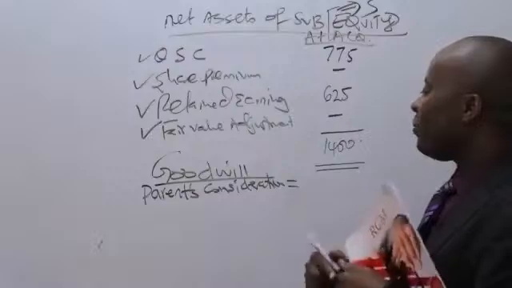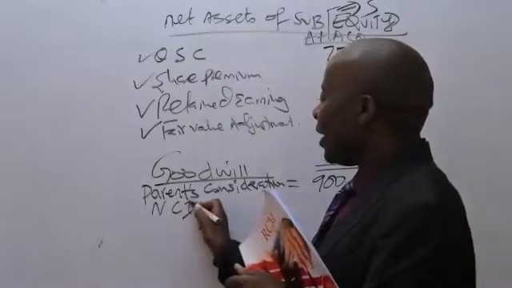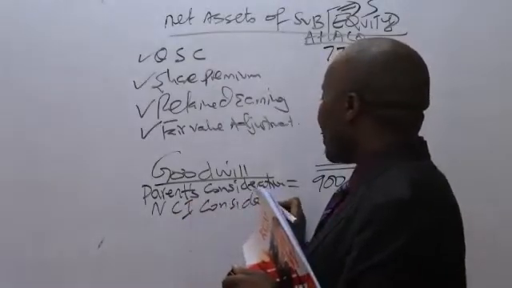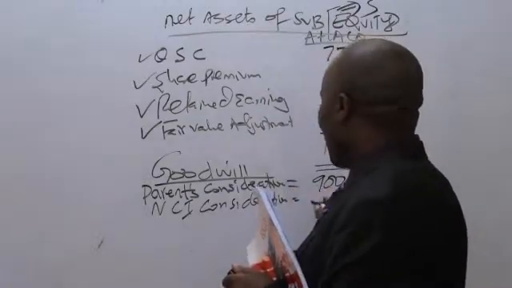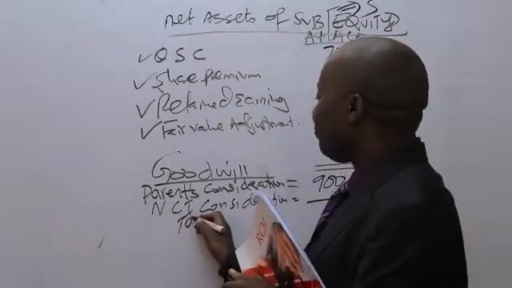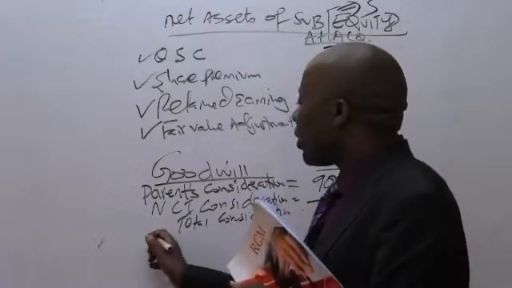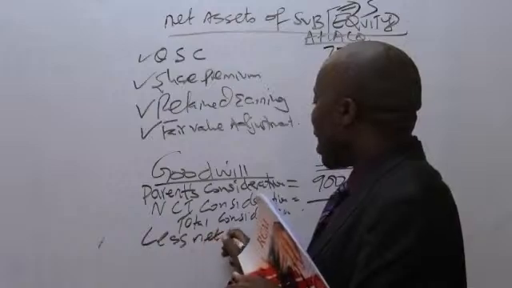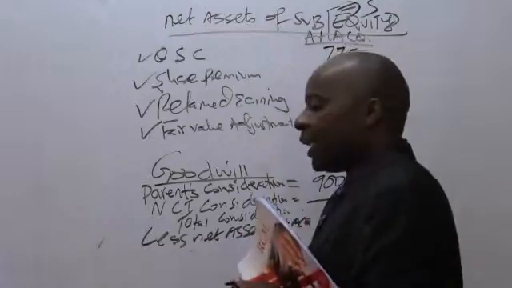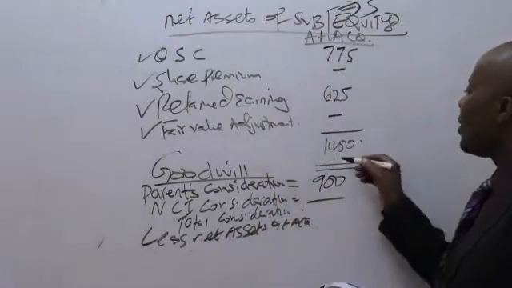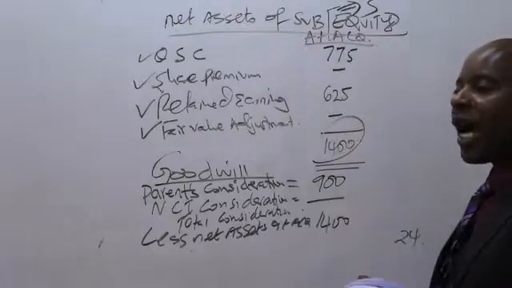So in this case, we have the parent's consideration, you write 900. Then you say, remember the parent never bought everything. NCI's consideration, first you leave space. So you say here total consideration, first you leave it. Then below you say, less net assets at acquisition. Are you able to see the net assets at acquisition? Net assets at acquisition are these. It is 1,400.